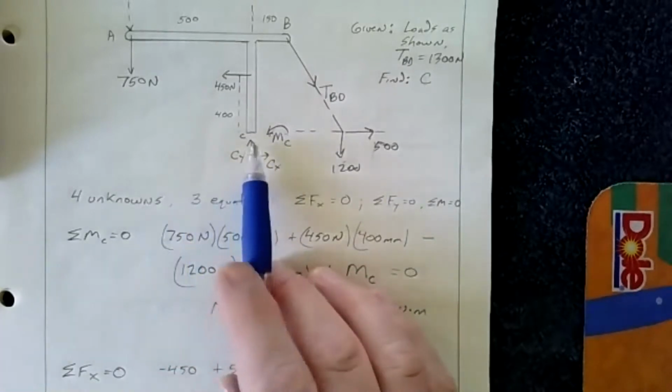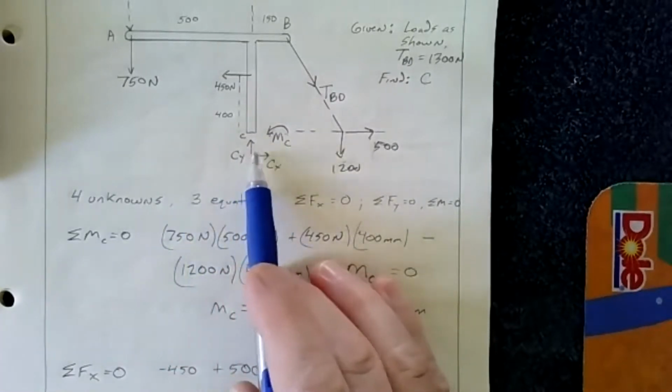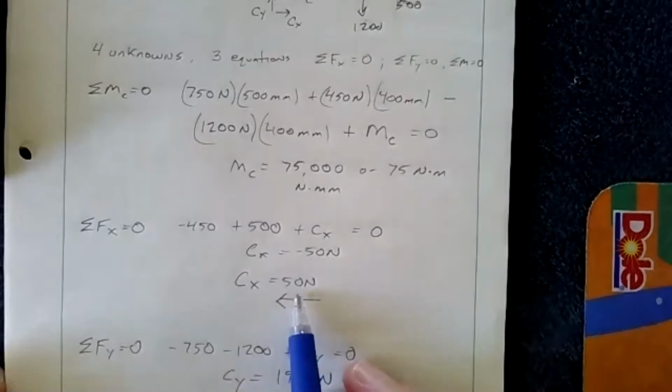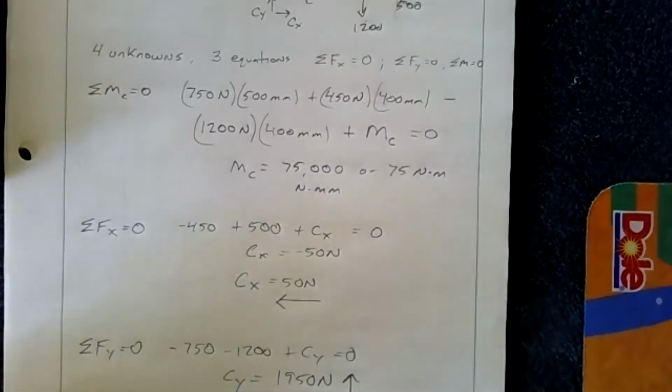So what I recommend is draw your reactions always positive. And then when you get your final answer, just draw it either negative or with an arrow pointing, and then there's no question. Okay.